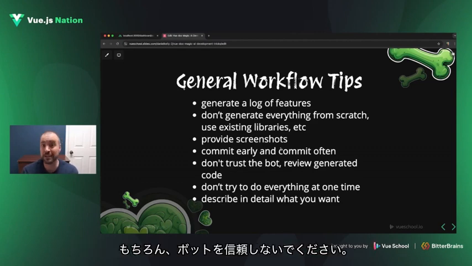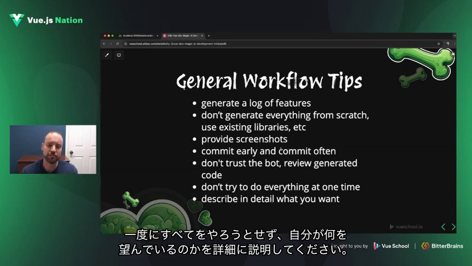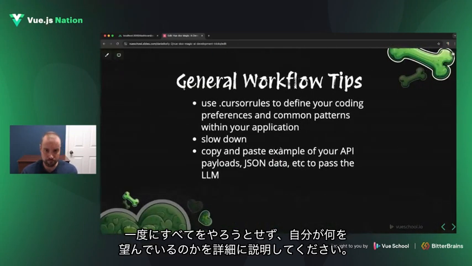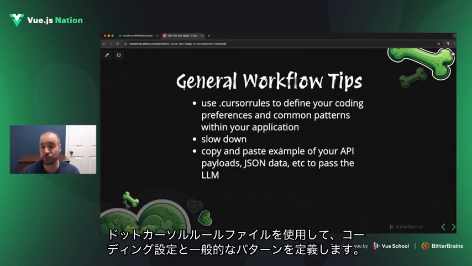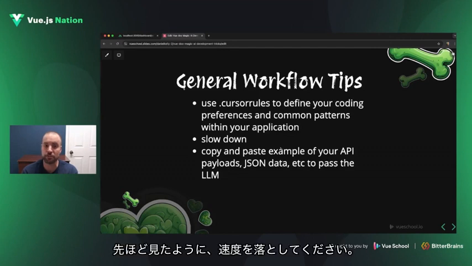Of course, don't trust the bot. Always review generated code. Don't try to do everything at one time, and describe in detail what you want. Use the .cursor rules file to define your coding preferences and common patterns within your application, like we saw just a moment ago. Slow down.